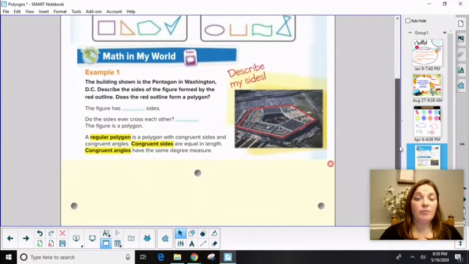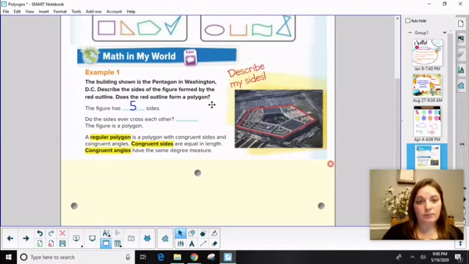So here is an example of that building that I was telling you about. The building shown is the Pentagon in Washington, D.C. Describe the sides of the figure formed by the red outline. Does the red outline form a polygon? Well, you can see this is an actual photo of the Pentagon. It's a huge building in Washington, D.C. And if you look at the red outline of the building, how many sides does the building have? 5. 1, 2, 3, 4, 5 sides. Do those sides ever cross over each other? No. So the figure is a polygon.